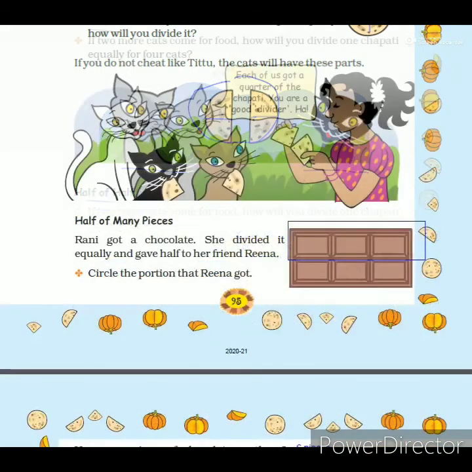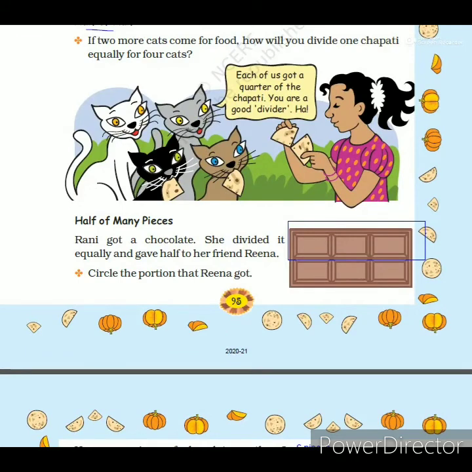Now, our next heading is half of many pieces. Rani got a chocolate. She divided it equally and gave half to her friend Reena. Circle the portion that Reena got. Before this, students, we learned how to divide a single part, by folding it into two equal halves and then dividing it. But here we have to find the half of many parts. Many parts means more than one part.